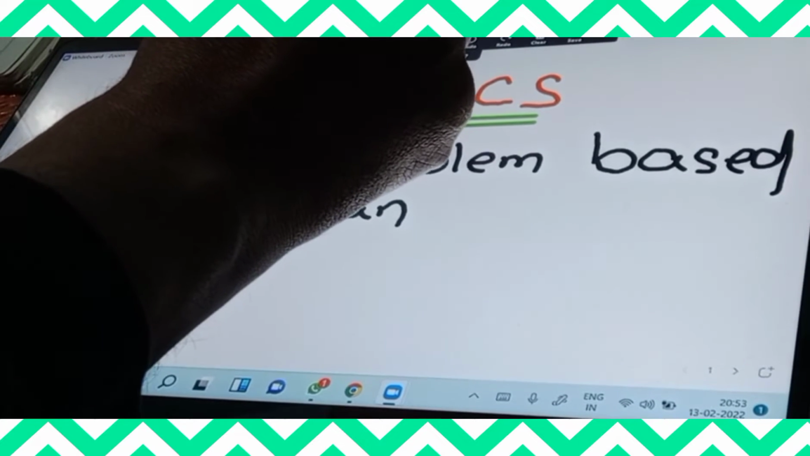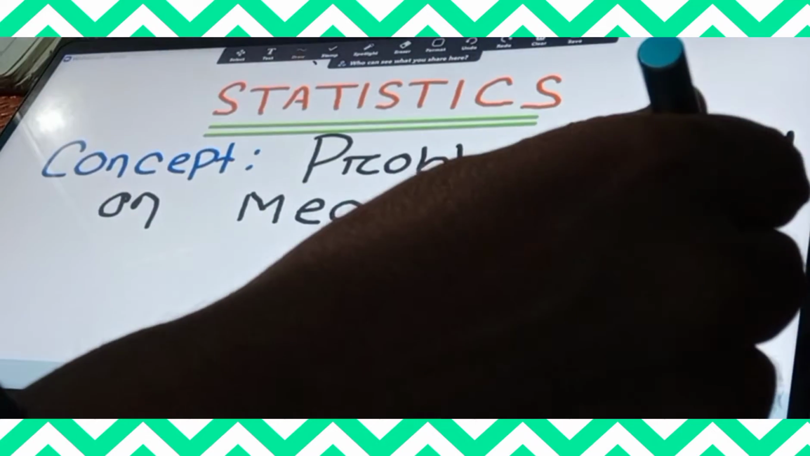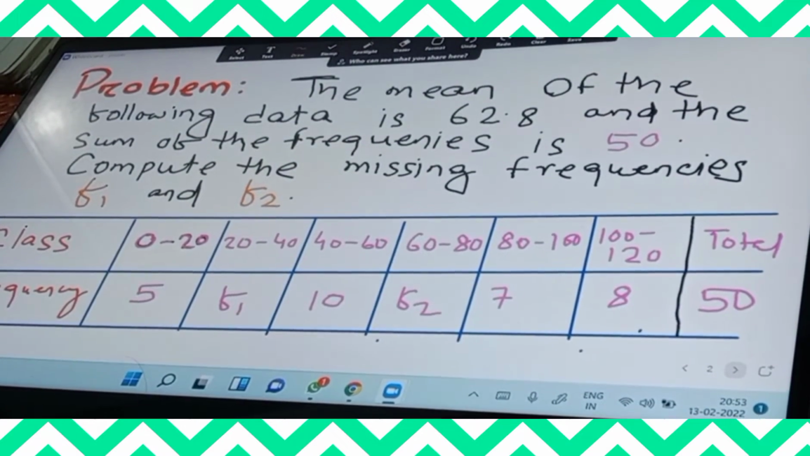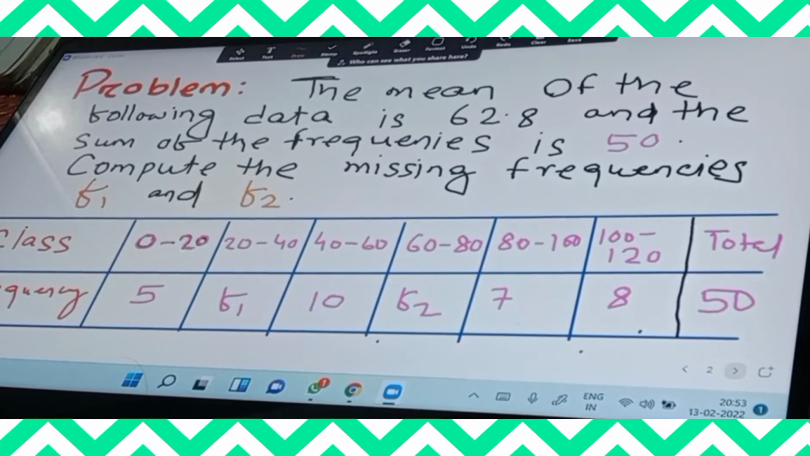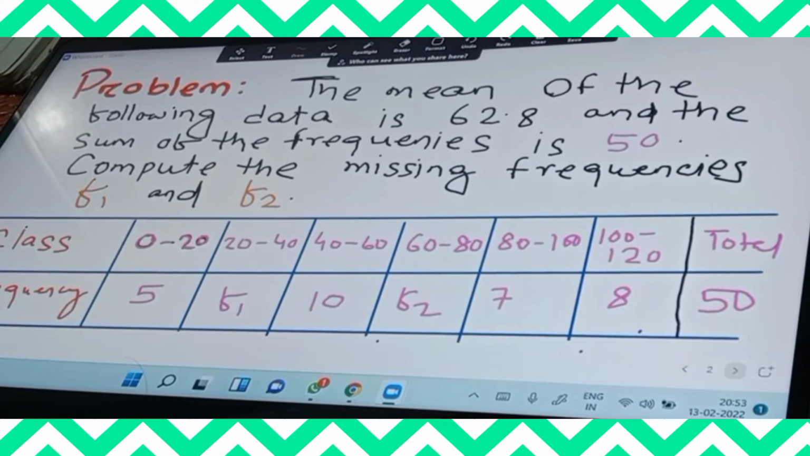Okay, all of you see the problem based on mean. Here you see the problem in front of you. The mean of the following data is 62.8, and the sum of the frequencies is 50. Compute the missing frequencies f1 and f2.